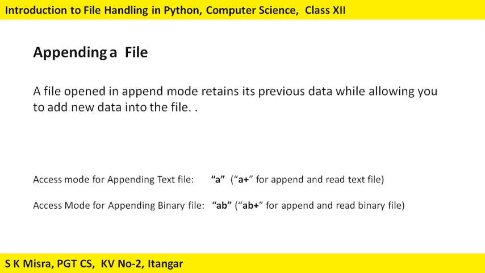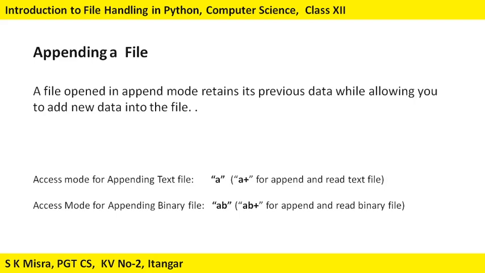But when you append something into an existing file, then what happens? The new data that we are appending now will be added along with the data which is already there, so no data is going to be overwritten. Okay, now let us see. A file opened in append mode retains its previous data while allowing you to add new data into the file. That means the previous data will be retained, plus the new data will be added.